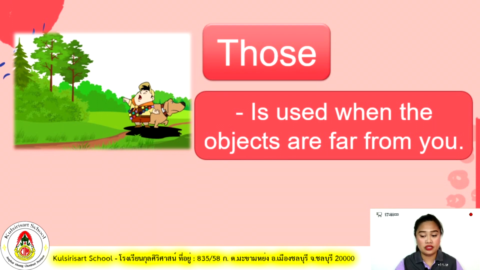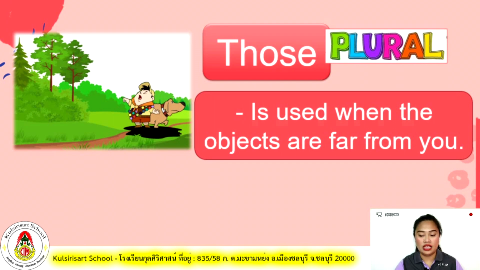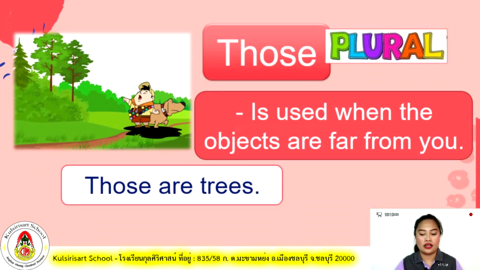Those is used when the objects are far from you. Now remember, using those only with plural. Plural, which means 2 or more. Now let's read the sentence. Those are trees. Those are trees. Now your turn.